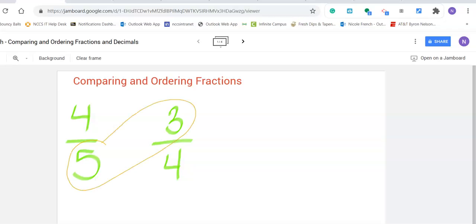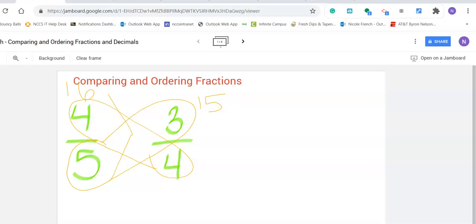5 times 3 is 15. I always put it above the opposite numerator. 4 times 4 is 16. So right now this tells me that 4/5 is greater than 3/4.